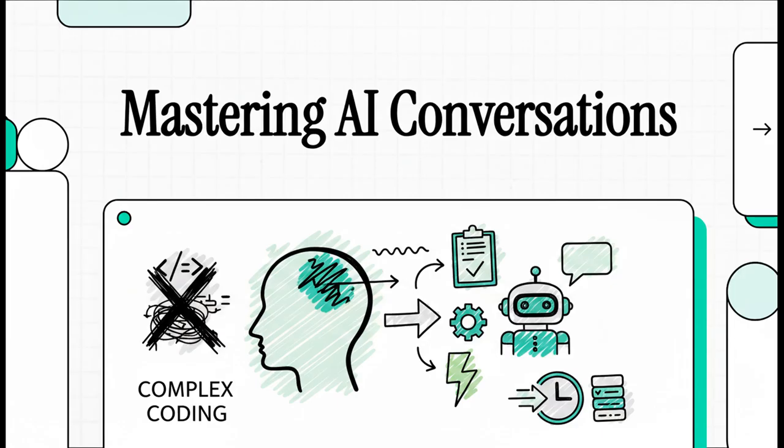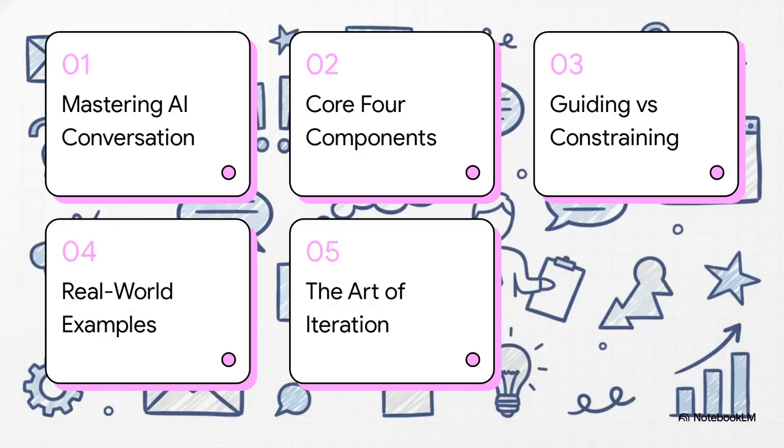We're going to completely reframe how we look at AI prompting today. We need to stop thinking of it as this complex coding thing, right? Instead, think of it as just delegating tasks to a ridiculously capable, super fast digital colleague. Here is a quick look at our agenda for today. We're hitting mastering the AI conversation, the core 4 components, instructions versus constraints, real-world prompting examples, and finally, the art of iteration. All right, let's jump right in.